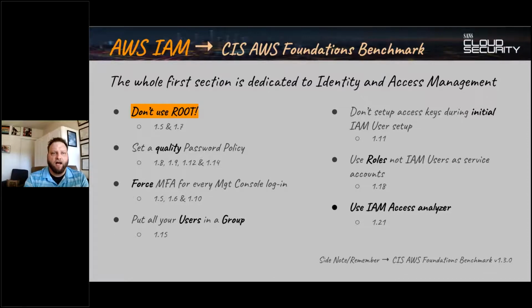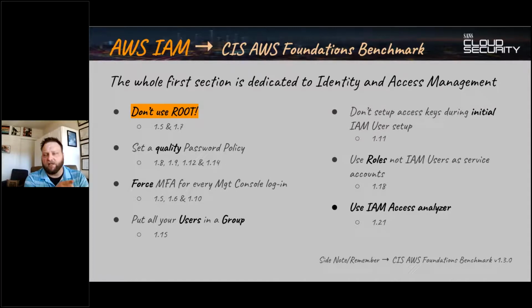So, all right, let's run through a few of these real quick. Again, we've got lots of them. I specifically called out several by the bullet point. Again, version 1.3. Don't use root. That's the very first one. Just don't use it if you don't need it. Set a quality password policy. Force MFA for every management console login. Put all your users in a group. Don't set up access keys during initial IAM user setup.